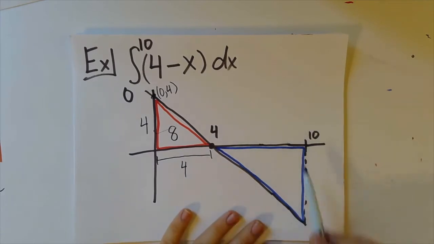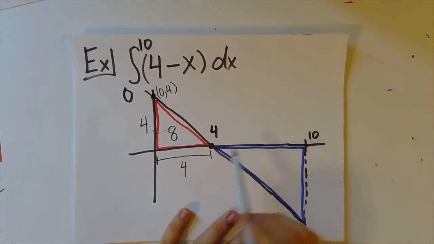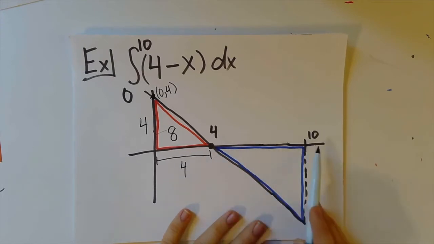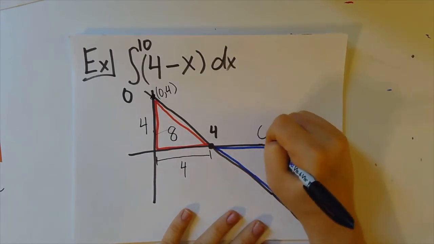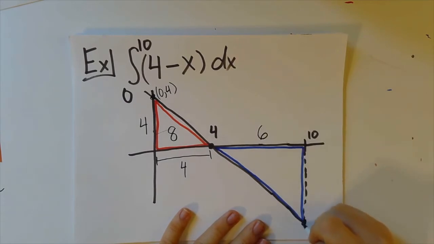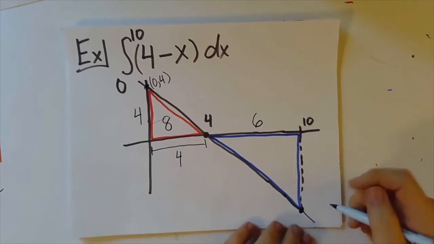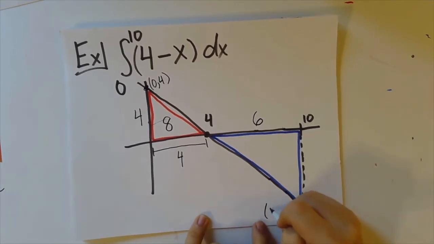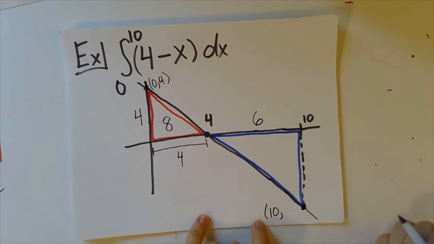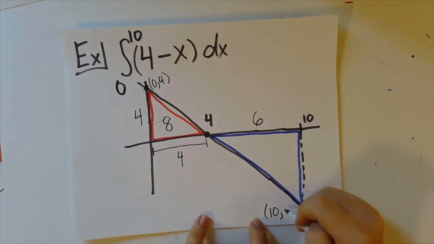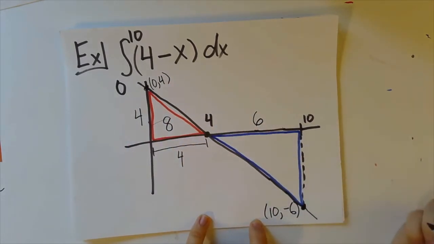On the other hand, we have this triangle. The width of this triangle is 6, that is the distance from 4 to 10. Okay, and if I want to get the height of this triangle, I'm going to need to figure out what this point down here is. So this point down here is 10, comma, and then what's the y-coordinate? Well, the y-coordinate is 4 minus 10, so it is minus 6.